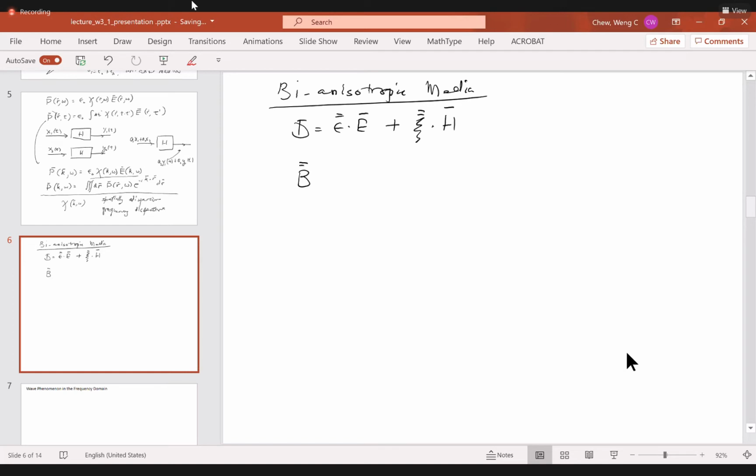By the same token, you can also have a case where the magnetic field contributes to the magnetic flux, and then you can have the electric field contributing to the magnetic flux. This thing is pronounced zeta, I think. This thing, I think, is pronounced xi. I'm not sure, but I think this is how we pronounce it.